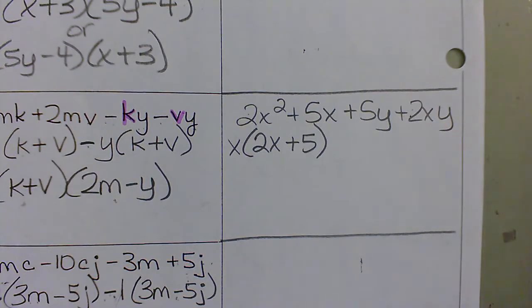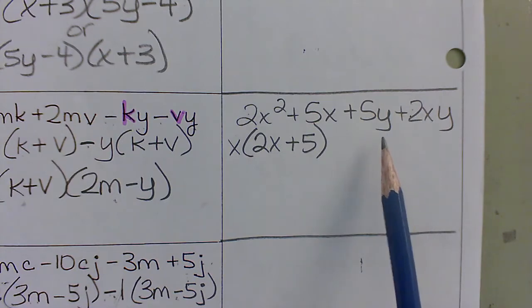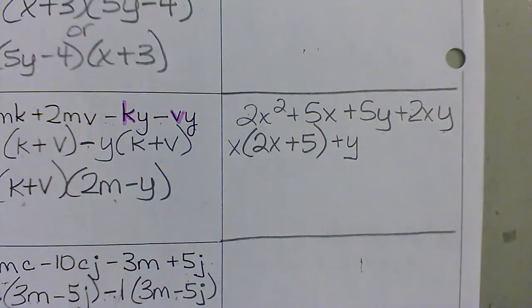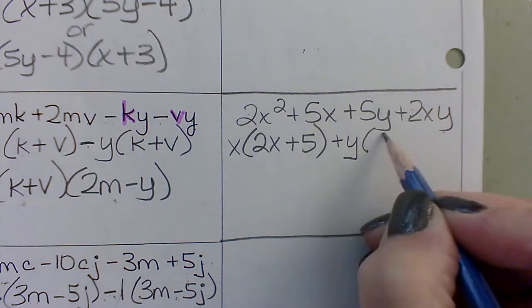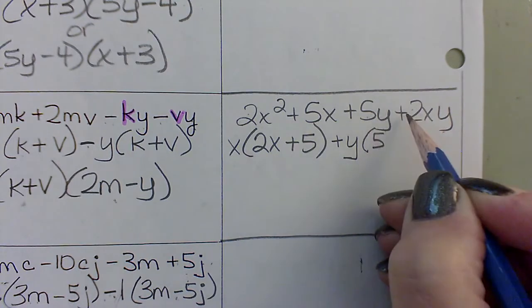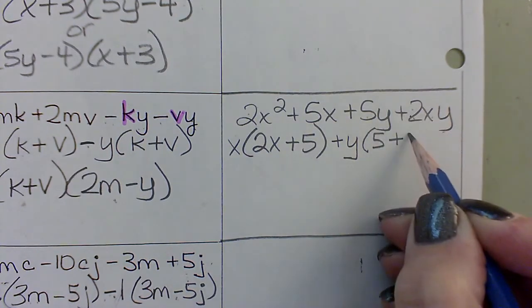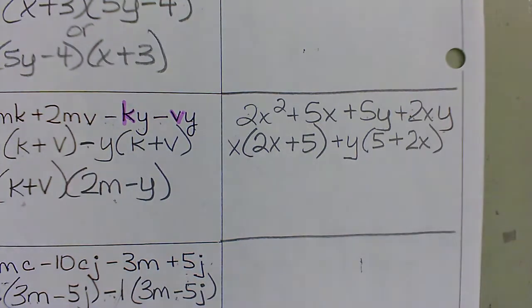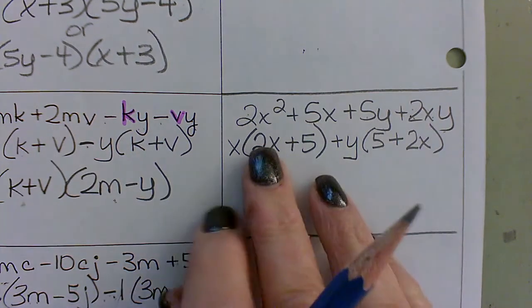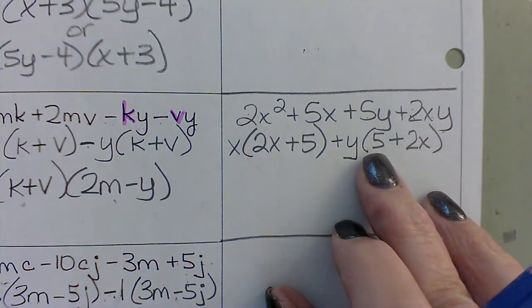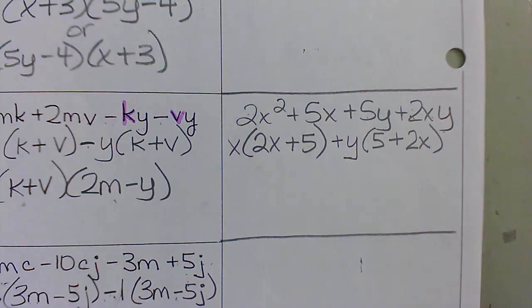Okay, so now looking at these two here, you will notice that you can take out a y. So if I take out a positive y, I'm left with the 5 and the plus 2x. Now, are those brackets actually the same? Yeah, they're just backwards, right? Do you see that 2x plus 5 and 2x plus 5? It's just backwards. That's all they are. Okay?